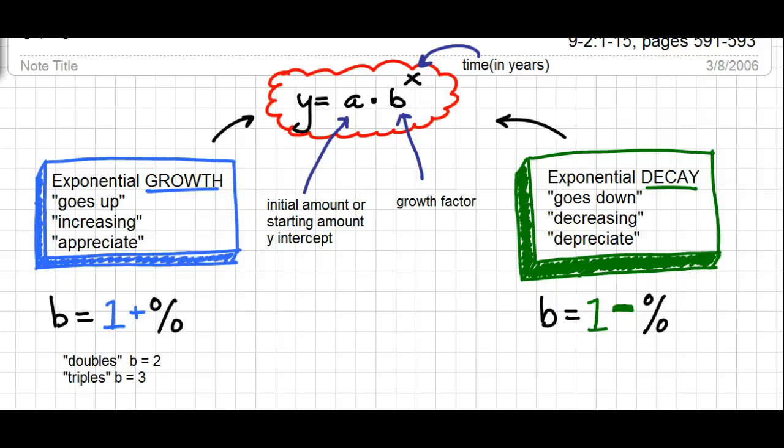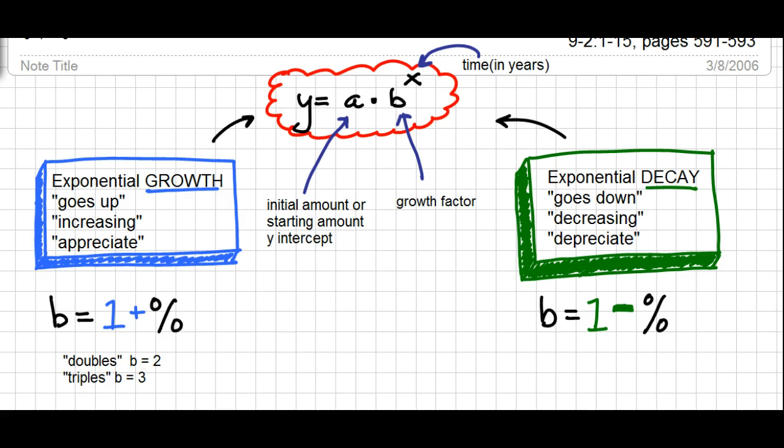Another thing that might happen when you're working with growth is instead of a percentage, it might indicate that the population or the item's value is doubling or tripling. In those cases, you would simply use a 2 or a 3 for your B value.